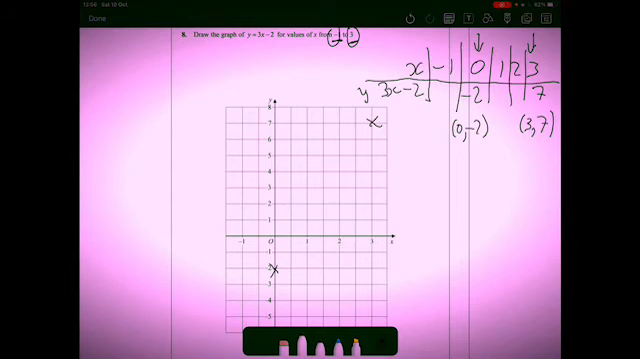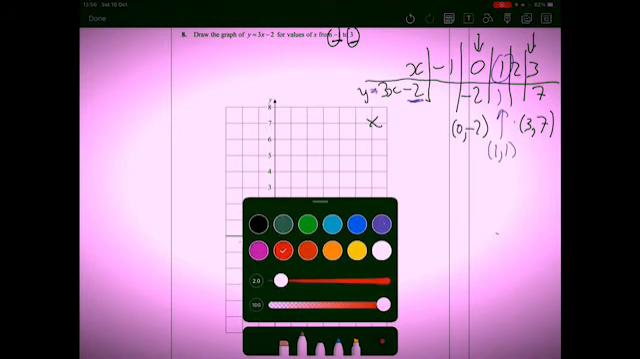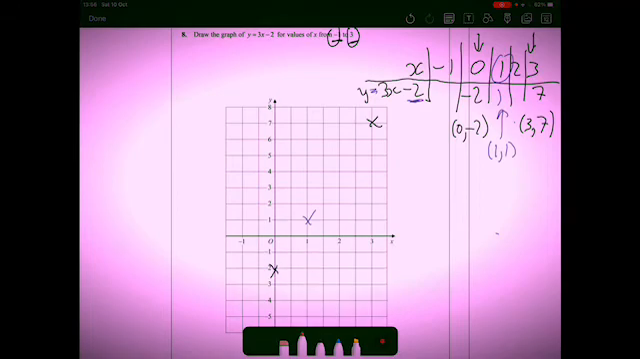3 lots of this x value, 3 lots of 1 is 3, then subtract the 2, would be 3 take away 2 is 1. So this coordinate here is 1, 1. The x value there is 1 and the y value is 1. I can now construct probably a bit of a scruffy line that goes through them, something like that.